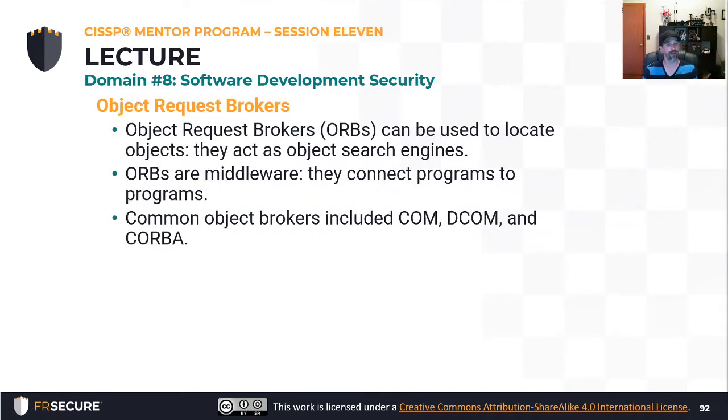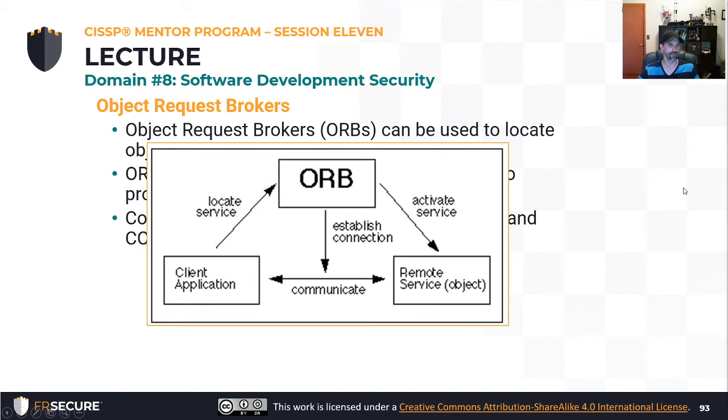Object request brokers can be used to locate objects. They kind of act like object search engines. They're a form of middleware connecting programs to other programs. COM, DCOM, and CORBA are common object brokers. Look at that for a second.